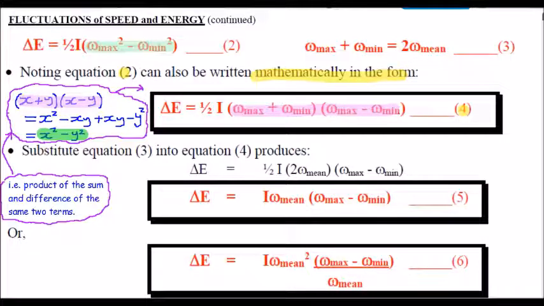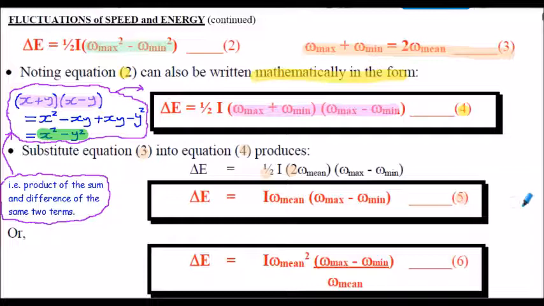And what they've done next is they've substituted equation 3. So I just highlighted equation 3 up here for convenience. So substitute equation 3 into equation 4. So that equation there is going into this equation. So the omega max plus omega min is going to be replaced by this 2 omega mean. And notice that the half has disappeared now because the half multiplied by 2 cancel each other out. So we end up with this I multiplied by omega mean and then the bracketed term for equation 5.